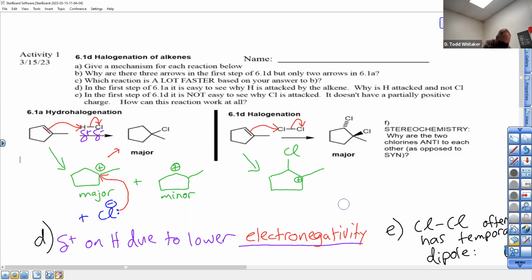I don't know why. There's something that chlorine has that hydrogen does not. In fact, if you want to be picky, it has 3 of them. And what are they? Lone pairs. So chlorine has 3 lone pairs. I just need 1. And during the first step, there's a 3rd arrow. You can't do this with hydrogen.